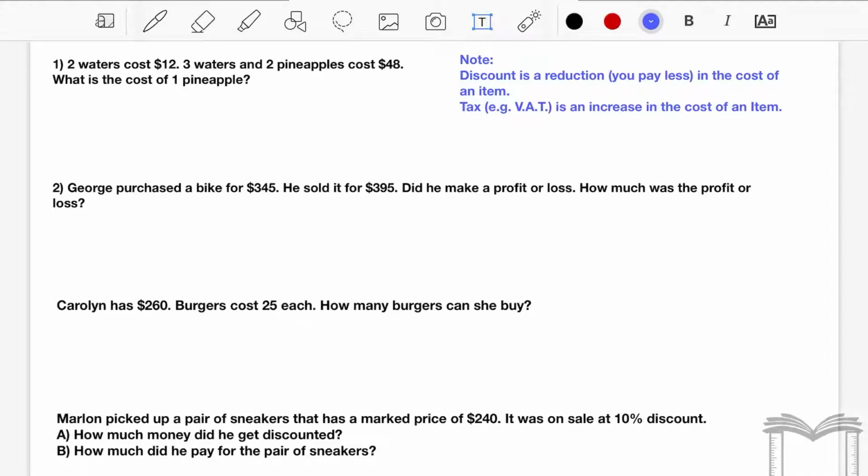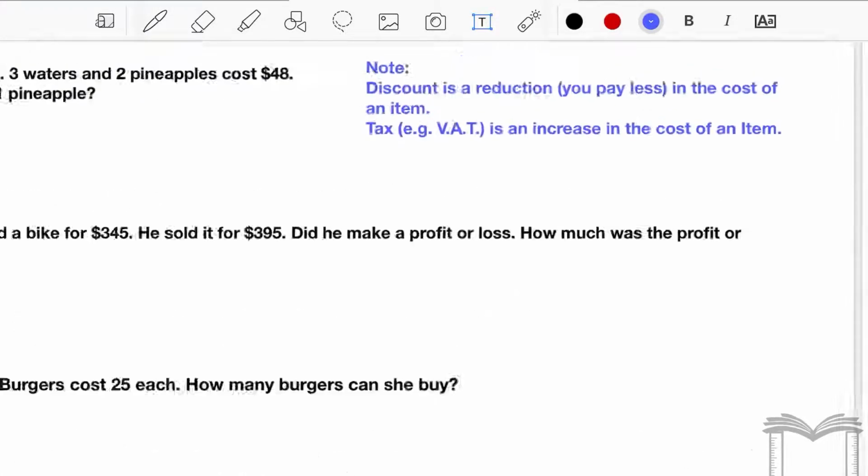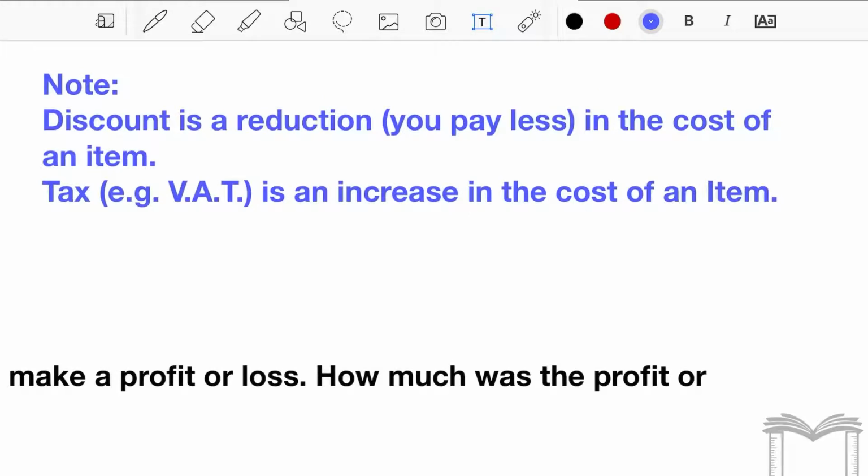Exercise 2. Before we begin, something we have here to note. Discount is a reduction in the cost of an item. Discount is something that most of us want. If we are purchasing an item and we get a discount, it means that we are able to pay less than the original or the marked price.